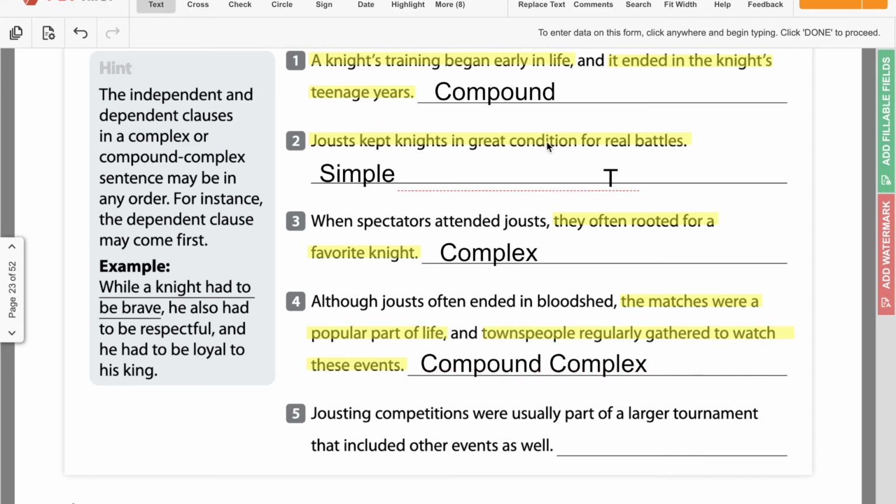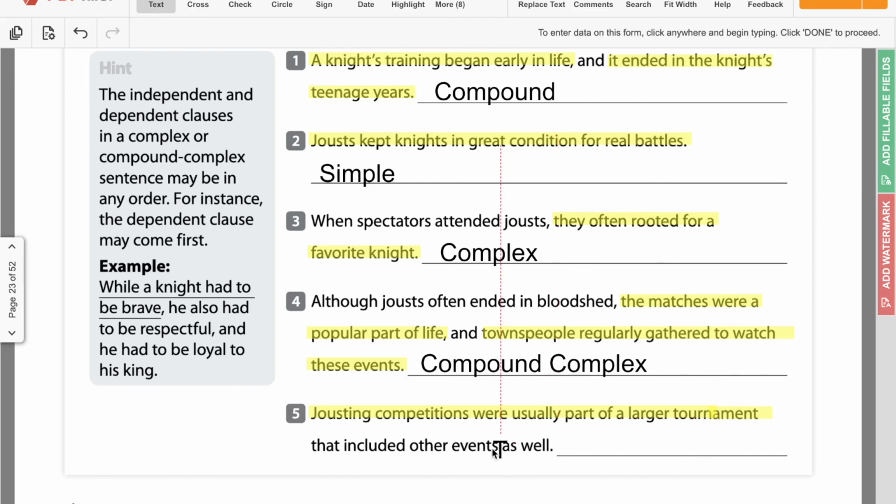The last one says jousting competitions were usually part of a larger tournament that included other events as well. So this one's a little bit tricky because we've been helping ourselves to separate the parts of the sentence with those commas, but there's not always going to be a comma to separate the parts of a sentence. So when we see jousting competitions were usually a part of a larger tournament, that's going to be an independent clause. When we see a word like that or something that starts to give us a little bit of extra unnecessary information, then that's how we know that we're starting another clause.